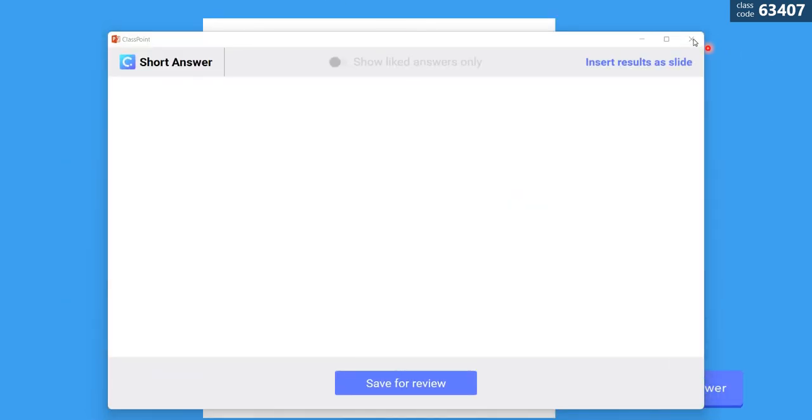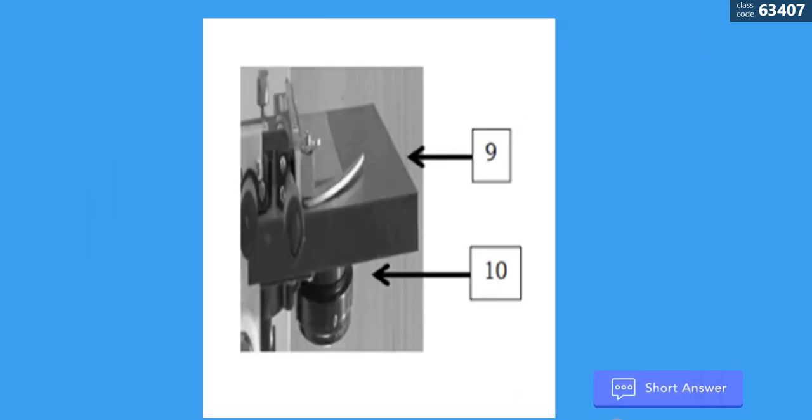Okay, time is up. Let's reveal the answer. The correct answers are, for number 9, it's a stage. Very good. And for number 10 is diaphragm. Congratulations.